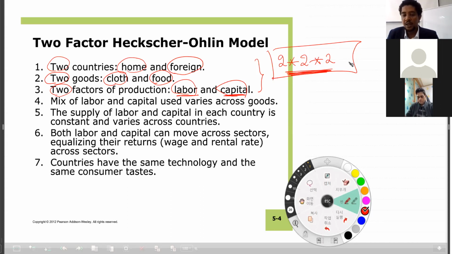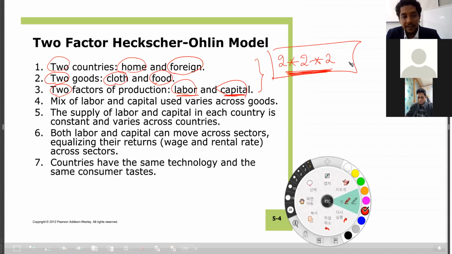Okay, so that means the amount of labor and the amount of capital we use to produce either clothes or food might vary. It's not necessary that it must be proportional. Maybe we will use 2 units of labor to produce clothes, but we need 4 units of labor to produce food. And the capital requirement to produce clothes and food also might vary.